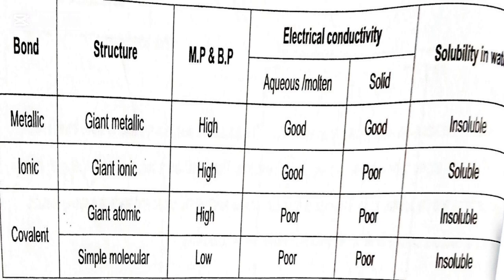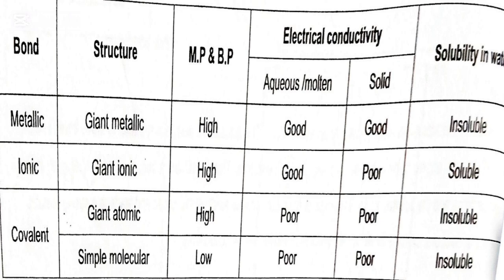Then we have the ionic bond. It forms giant ionic structures which have high melting and boiling points. Electrical conductivity is good only in aqueous and molten, but poor in the solid state. Solubility in water of ionic structures is that they are soluble.